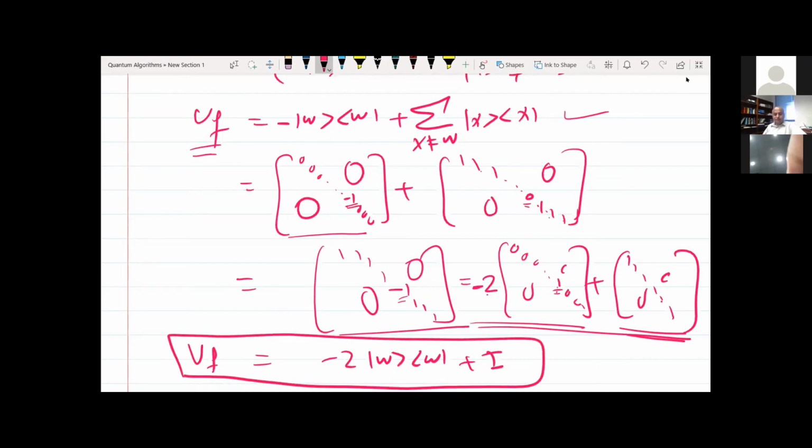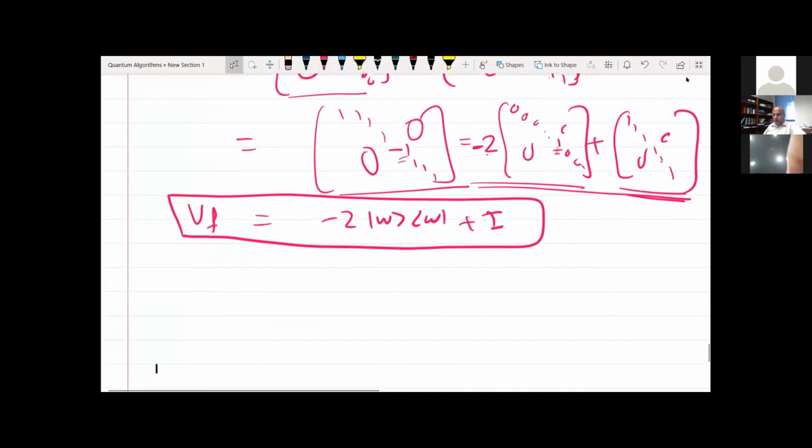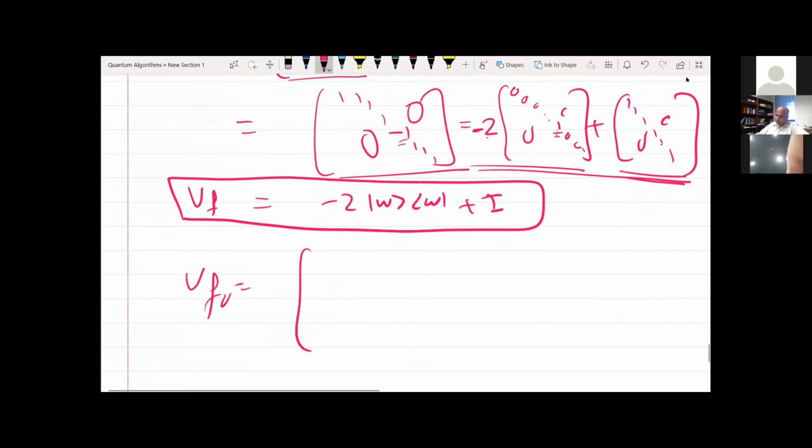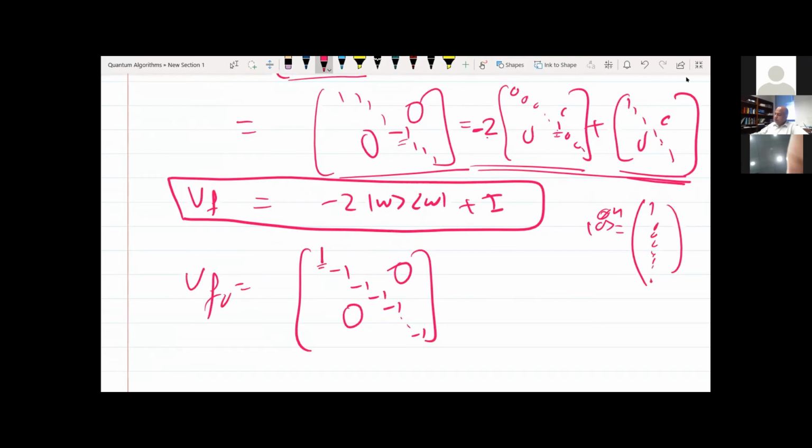So this is my UF, identity minus 2 WW. Similarly, the UF naught is this thing. So it doesn't do anything to the 0 state. So the element corresponding to that is 1, and it gives minus 1 to all other states. Remember, the 0 state of n qubits is 1 0 0 0 0 0 0, and similarly the 1 state is 0 1 0 0 0, the 2 state is 0 0 1 0 0 0, and so on. So that's why there's a plus 1, because this UF naught doesn't do anything to the 0 state, and it gives a minus sign to all other states.